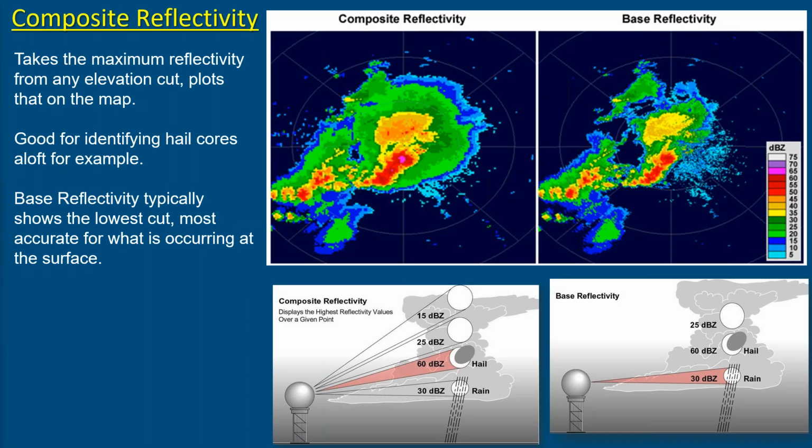And why this is really good is a lot of times the first echoes will be up in the cloud, and a lot of times the hail will be forming well up in the storm as well. So we'll have an early indication that there's hail up in that thunderstorm by looking at composite reflectivity before it descends down. And so it gives us a little bit of an extra heads up.